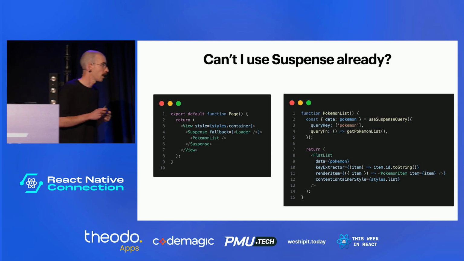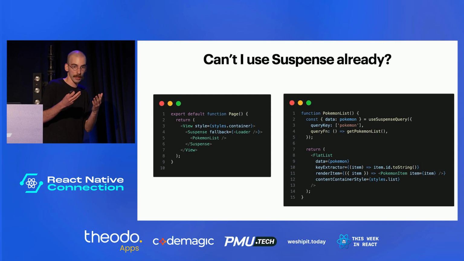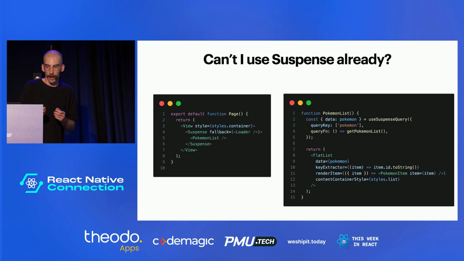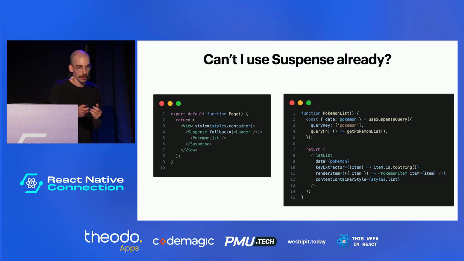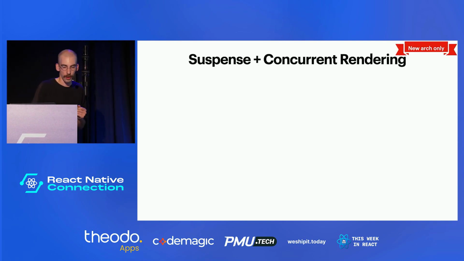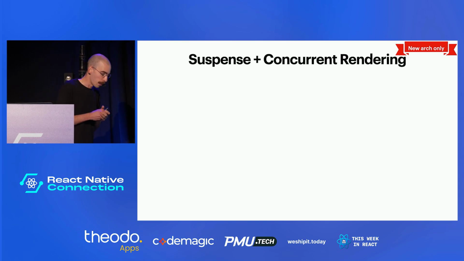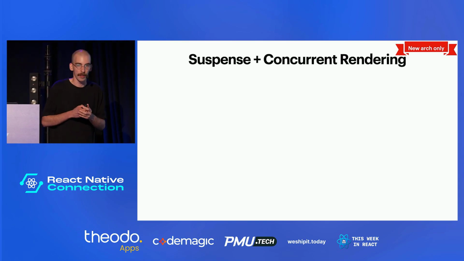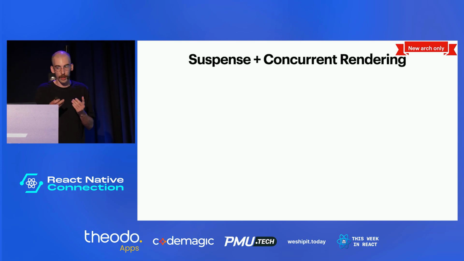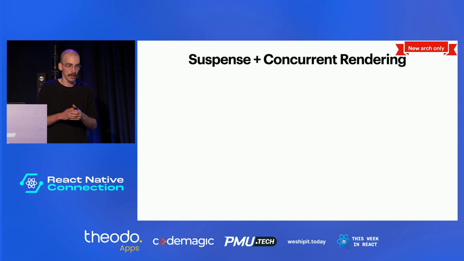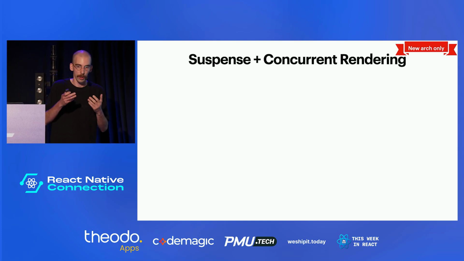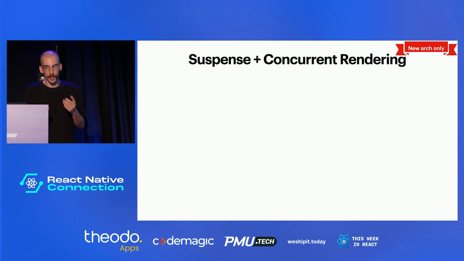This useSuspenseQuery, while it's loading, will throw a promise, and the Suspense component will catch that promise and only try to render the result when the promise resolves. Now, what do we get with concurrent rendering? With concurrent rendering, React will mark any update that happens inside the suspended component as non-critical. So it means that anything that happens while you are rendering this non-critical, suspended component will get priority over it.